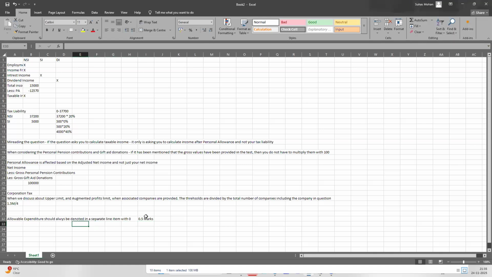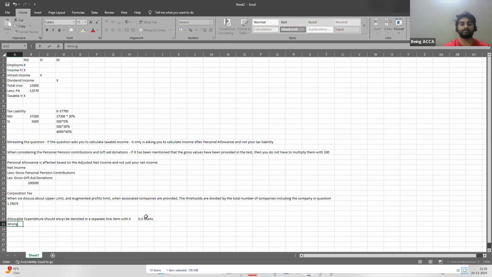And the other common mistake is wrongly deducting disallowed expenditure. Most of the students know that disallowed expenditure should be added back, but they make small symbol mistakes, like instead of keeping it at plus, they add a minus here. Because of that, your entire answer goes for a toss. So it is always very important to see what symbol you're adding beside any value.